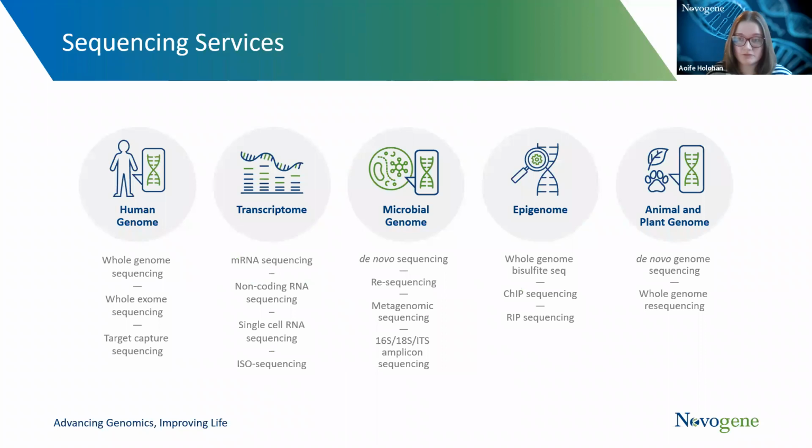We provide a full range of next-generation sequencing services, such as whole genome sequencing, whole exome sequencing, various types of RNA sequencing, metagenomic services, and epigenomic services. These can be applied to a wide range of research topics, from cancer and rare disease, as I mentioned, to microbial cell factories and gut health, and to agriculture and animal health.